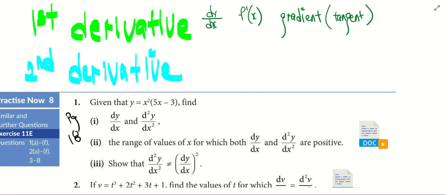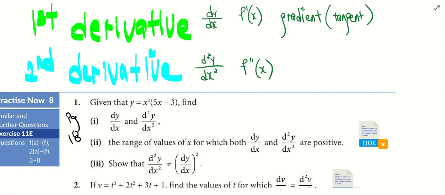Alright, if it's a second derivative, it's d squared y over dx squared, or f double prime x. Alright, this is the way we write the second derivative. Of course, next time there is this thing called the second derivative test. We use it for word problems in the next topic.